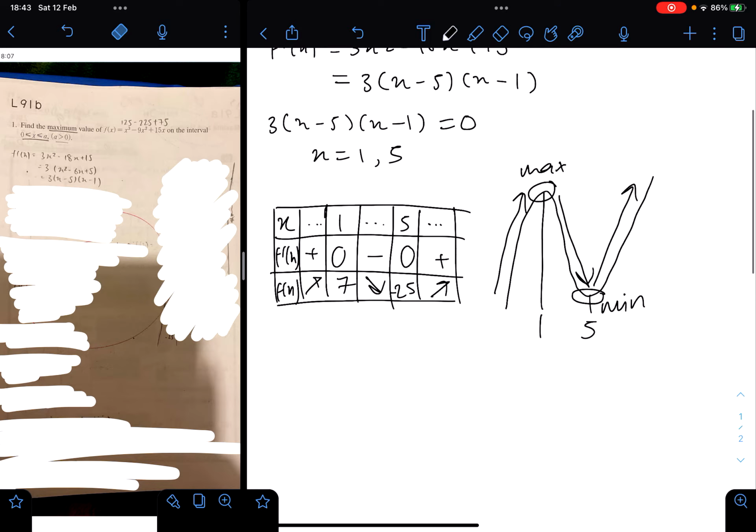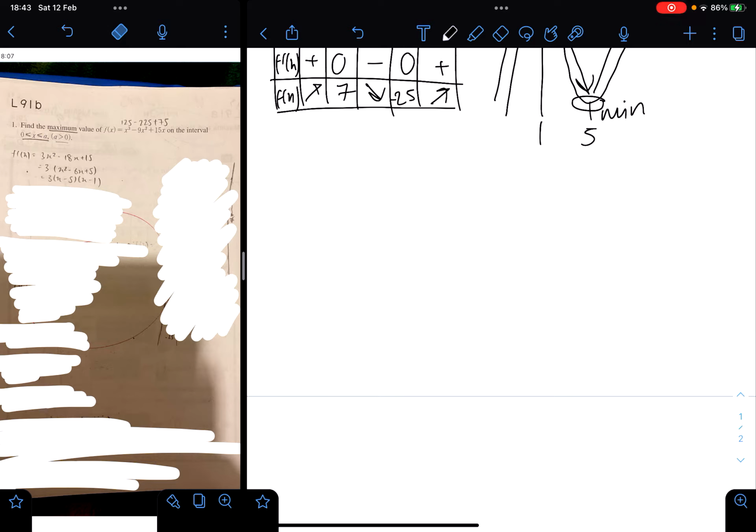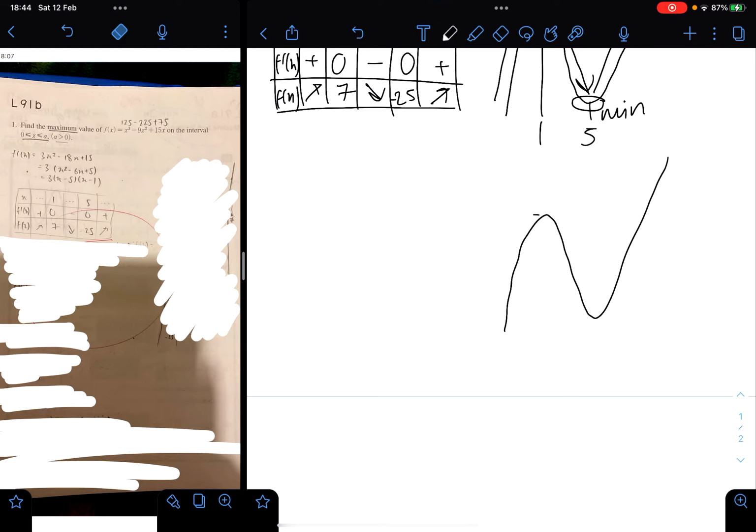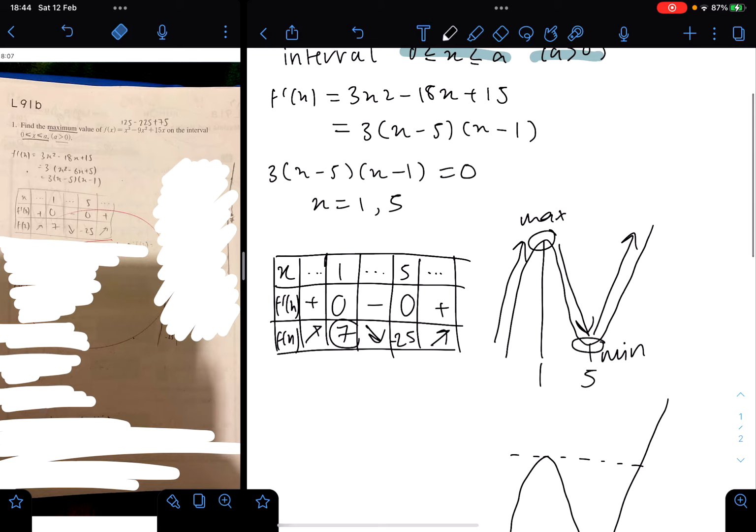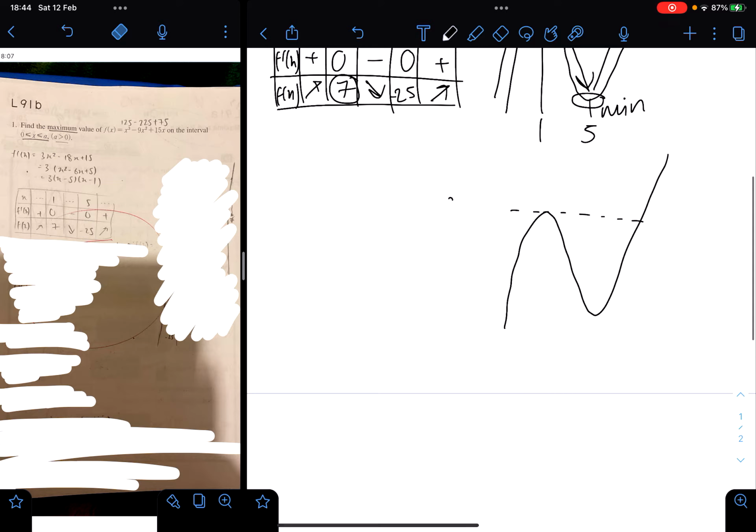Next thing you want to do is find the point where, because we're looking for the maximum over here, f of x equals 7. So where is the second point where f of x equals 7? We have x equals 1, so it is at x equals 1. But where is the second point?